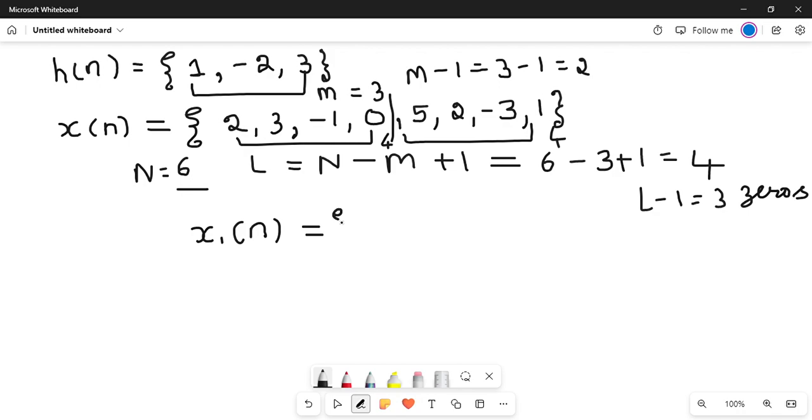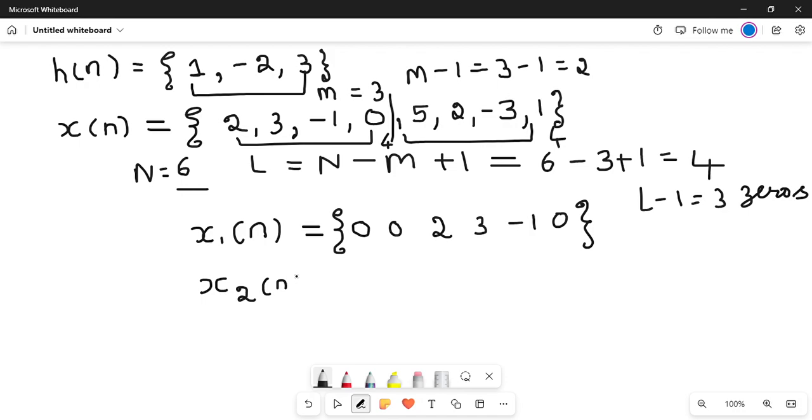You are supposed to add, as I told, m-1 zeros in the beginning. m-1 zeros, how many is that? m is 3, m-1 is 3 minus 1, which is 2. So we add 2 zeros here. After adding 2 zeros we will write 0, 0, 2, 3, 0, -1 and 0. So now that we have written it, how much do we have? This is a block of length 6. Fine.